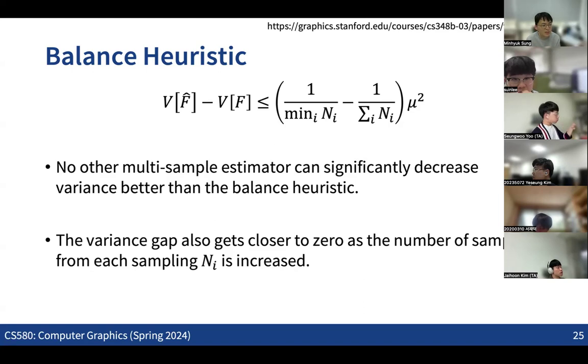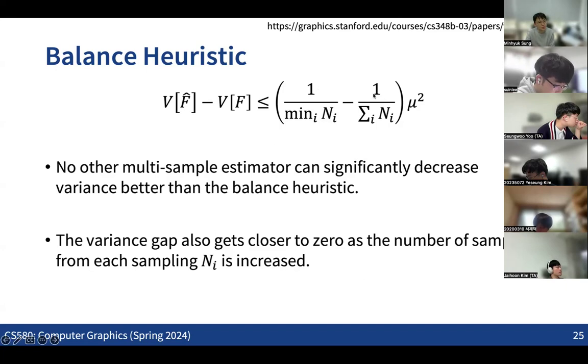And also, this gap gets closer to zero as we have more samples for the probability density function. As you can see in this term, as the ni becomes larger and larger, the difference between these two gets closer to zero, which means that the gap between the estimator with the balance heuristic and the estimator with other weighting functions, the difference in the variance, will be decreased within this upper limit. So that's the meaning of these equations. So please check this out.